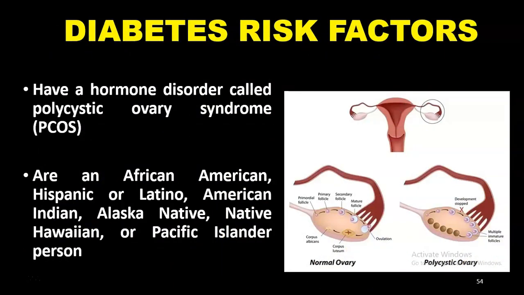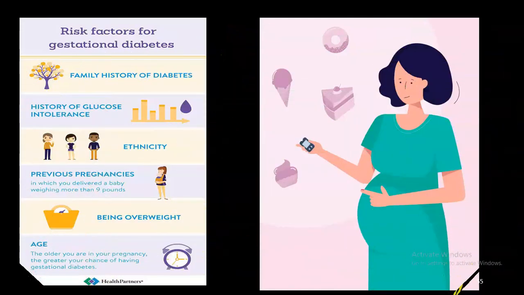Also, if you have a hormone disorder called polycystic ovary syndrome. Also, if you are an African American, Hispanic, or Latino, American Indian, Alaska Native, Native Hawaiian, or Pacific Islander person. Your risk factors for gestational diabetes, we can see from this picture.